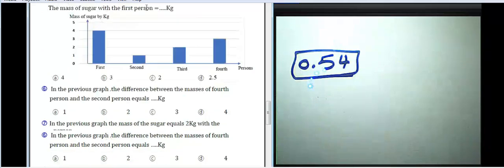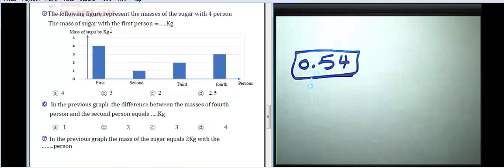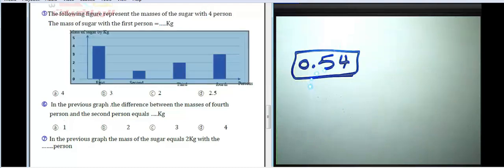Okay, next question. The following figure represents the mass of sugar with 4 persons. The mass of sugar with the first person equals 4 kilogram, right? 4 what? The result will be 4. You asked about the mass of sugar with the first person, equal 4 kilogram, right? 4. Okay, understood? 4 kilogram.